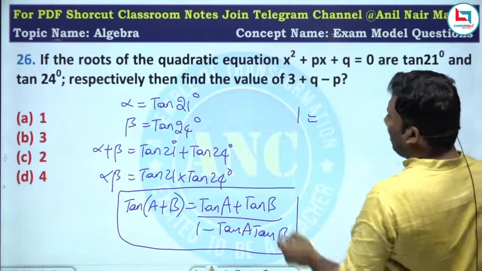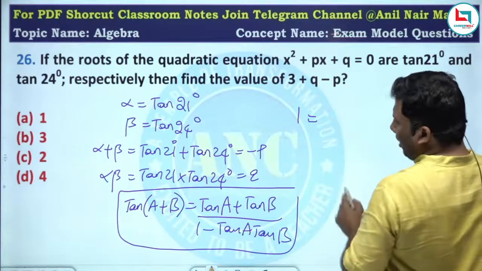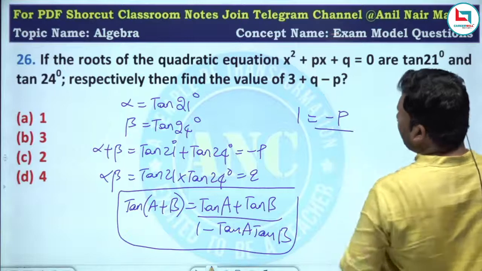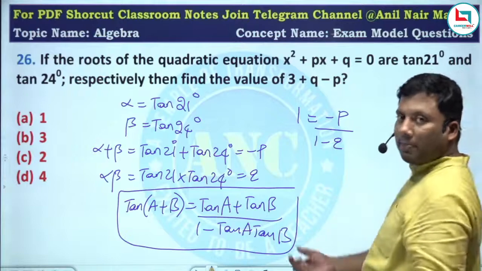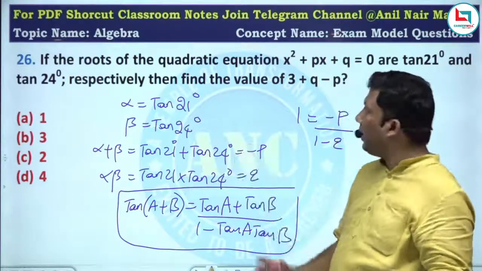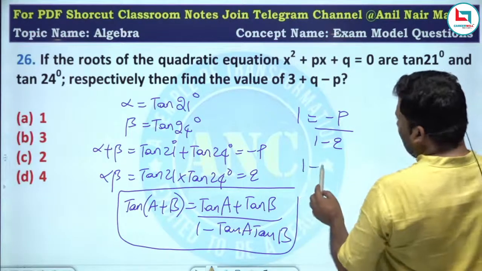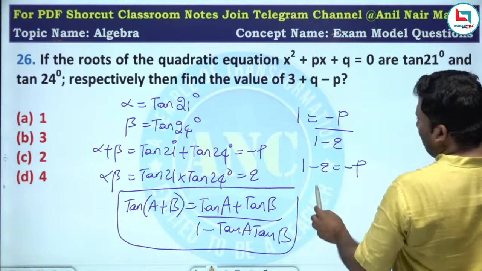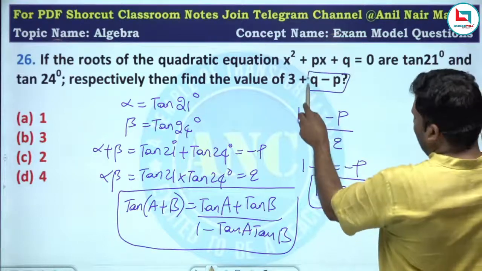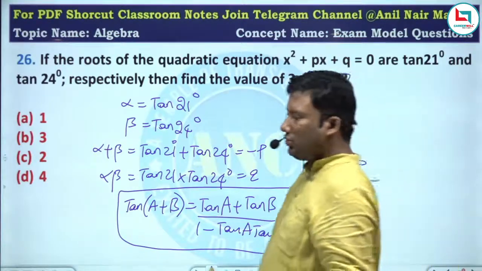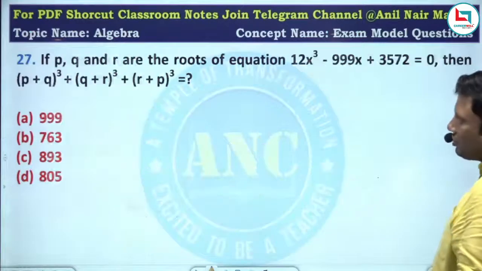The sum of the roots is given by minus p. The product of the roots is given by q. So 1 is equivalent to minus p by 1 minus q. I hope it is clear. Tan A plus tan B is the sum of the roots, it is minus p. The product of the roots is q. So 1 minus q is equivalent to minus p, which means 1 is equivalent to q minus p. Wherever q minus p is there, I need to substitute 1. So 3 plus 1. The answer for this question is 4.